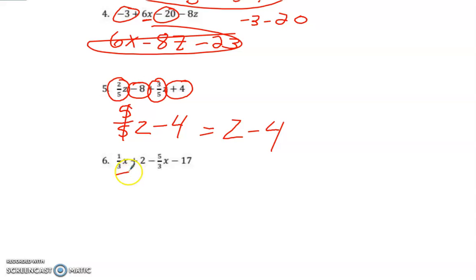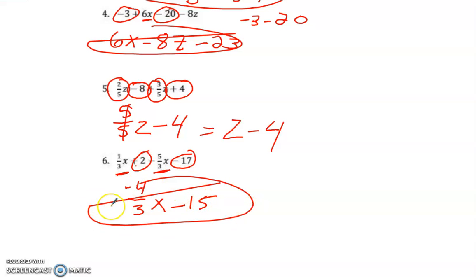On the next one, I do 1/3 x minus 5/3 x. So I do 1 minus 5, so it'll be negative 4/3. The x stays the same. And then 2 minus 17 is negative 15. So again, when we want to look for like terms, we want to find things that have the exact same letters and put them together.